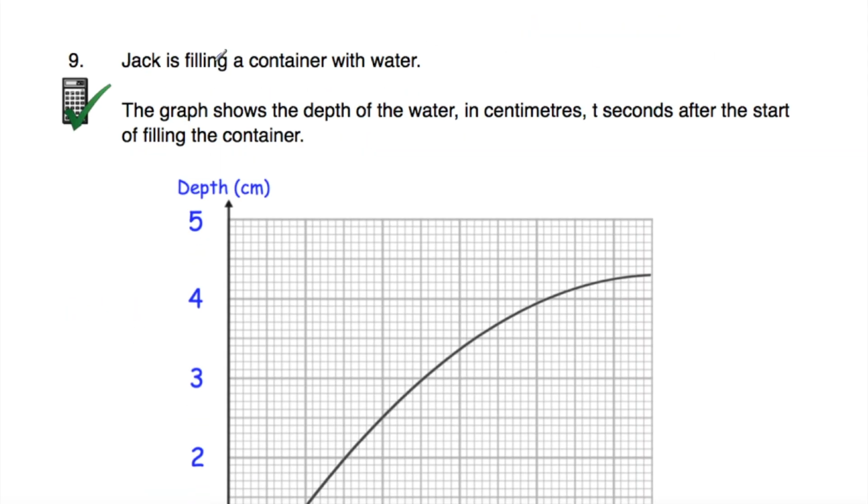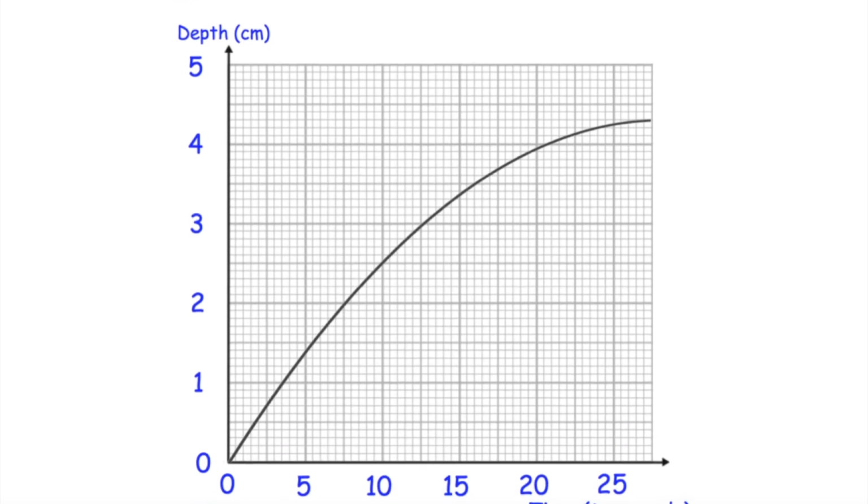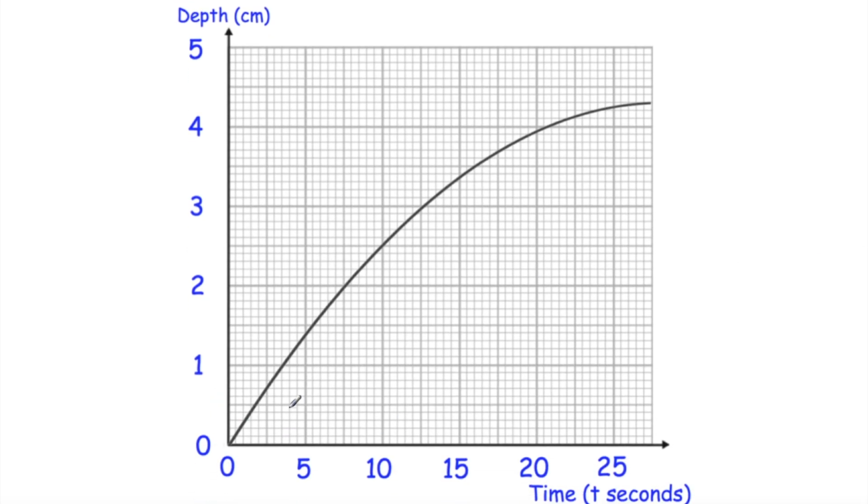So question number 9 says, Jack is filling a container with water, and the graph shows the depth of water in centimetres t seconds after the start of filling the container. So we've got this graph, and we've got time going across horizontally from 0 across to 27.5, and we've got the depth going from 0 up to 5 in terms of centimetres in terms of the water in the container.